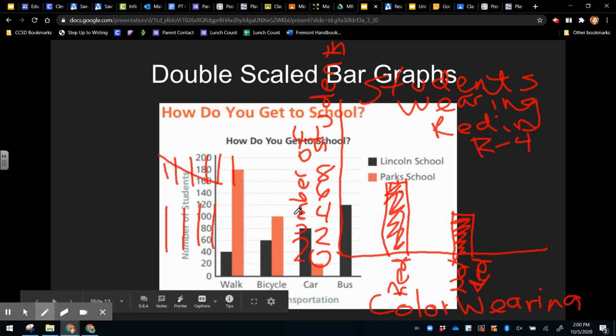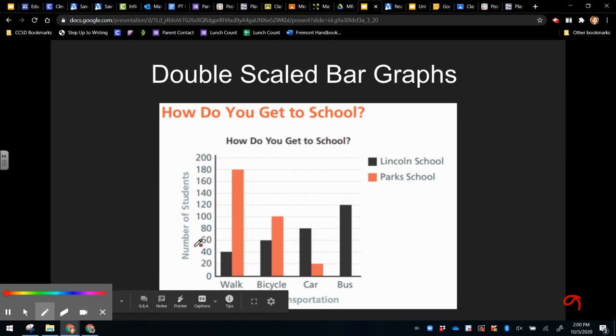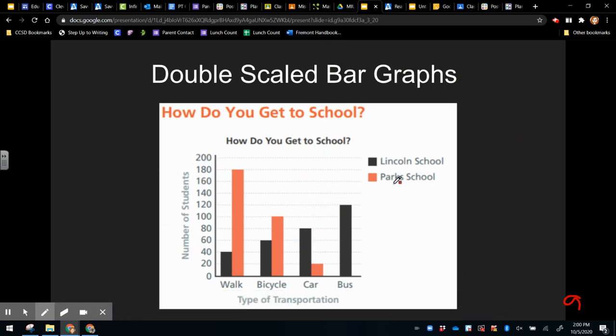Now let's look at another example of a bar graph. So I want us to think, what information does this graph show? Well, first, look at the title. What does this show? It's talking about how do you get to school.